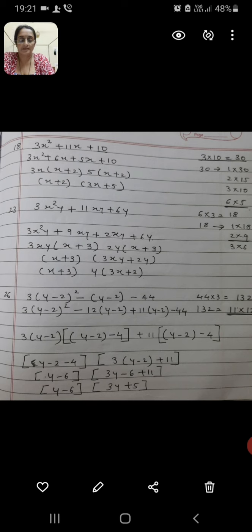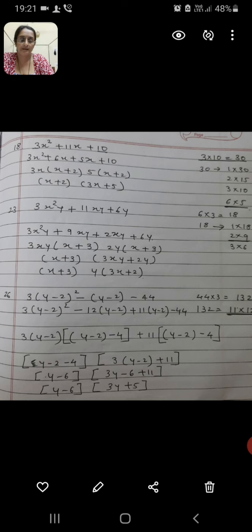Okay. Now let us go to the last sum of this exercise. The sum is 3 times (y minus 2) the whole square, minus (y minus 2), minus 44. So here is also a trinomial. The first term is 3 times (y minus 2) the whole square. The second term is y minus 2, and the third term is 44. So here we are going to multiply 44 into 3. That gives us 132.